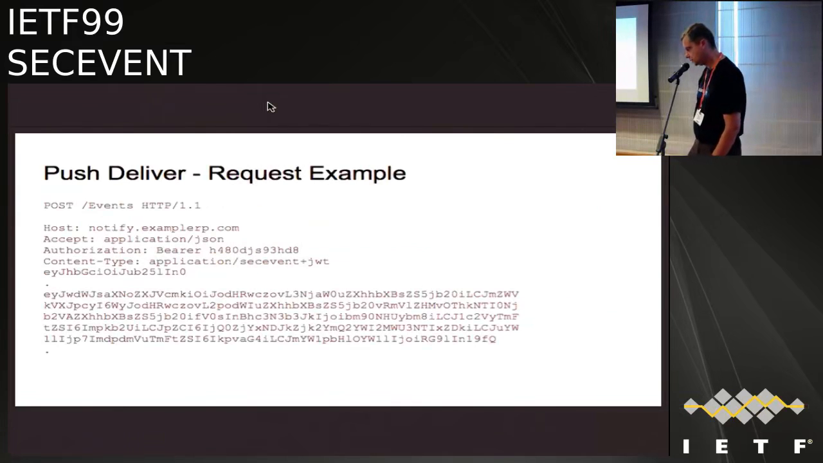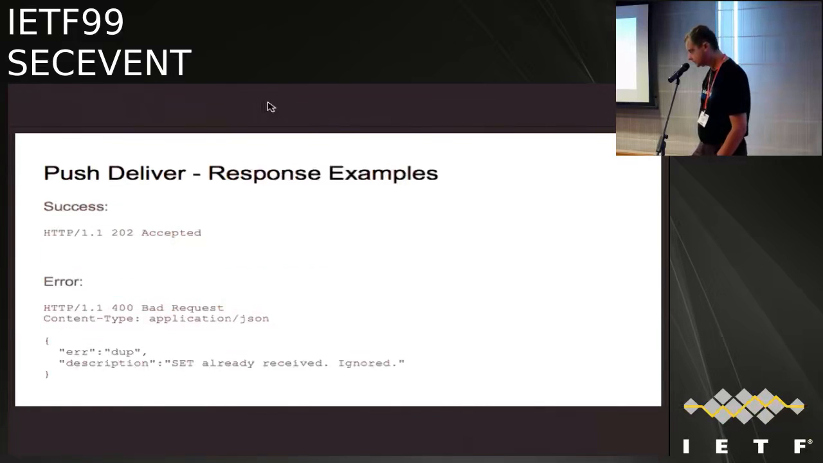Here's a very simple request example. And then there are two response examples, a success one, which is trivial, and an error response, which is a JSON blob. Also important is the 400 status code in this case, and then the JSON blob with two fields, error and description, and these are defined in a slide further down.